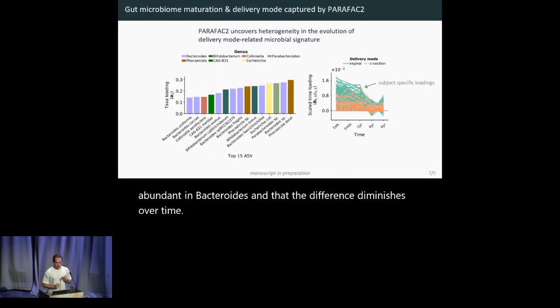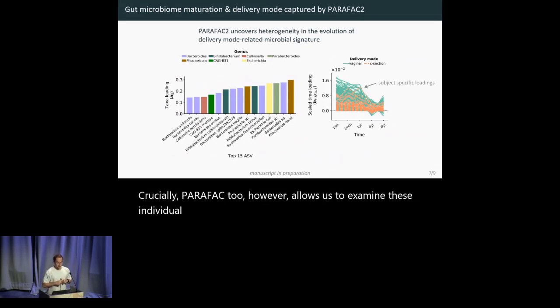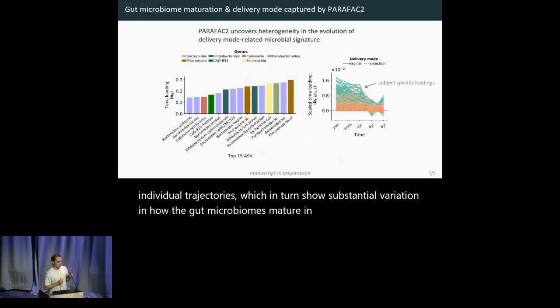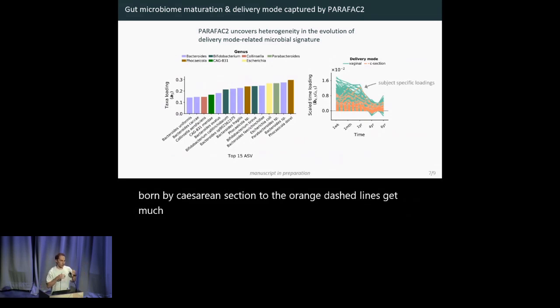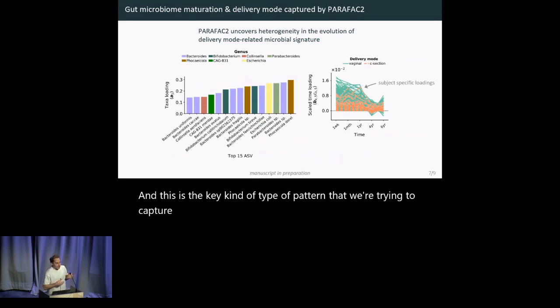Crucially, ParaFac2, however, allows us to examine these individual trajectories, which in turn show substantial variation in how the gut microbiomes mature. In particular, some kids born by cesarean section, so the orange dashed lines, get much closer to a natural birth signature earlier than others. And this is the key type of pattern that we're trying to capture. And capturing these is going to be crucial to helping elucidate what are the exposures that may underlie these differences.